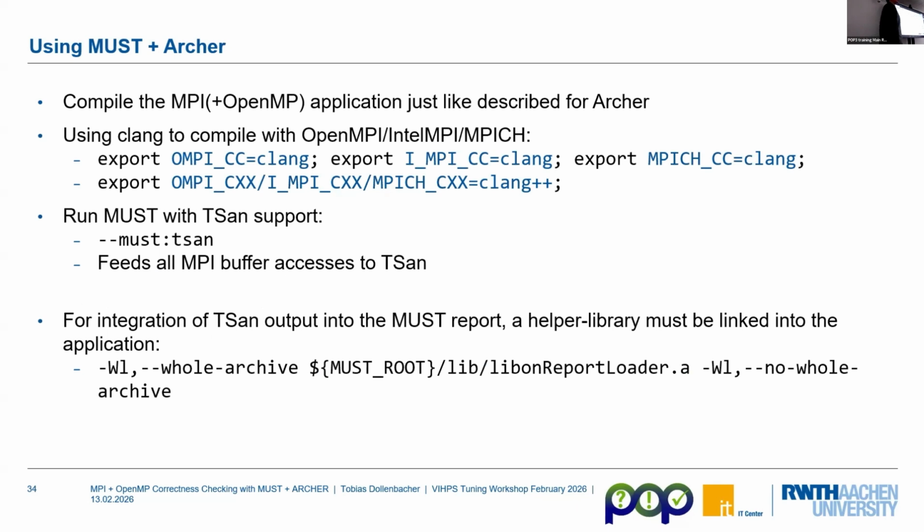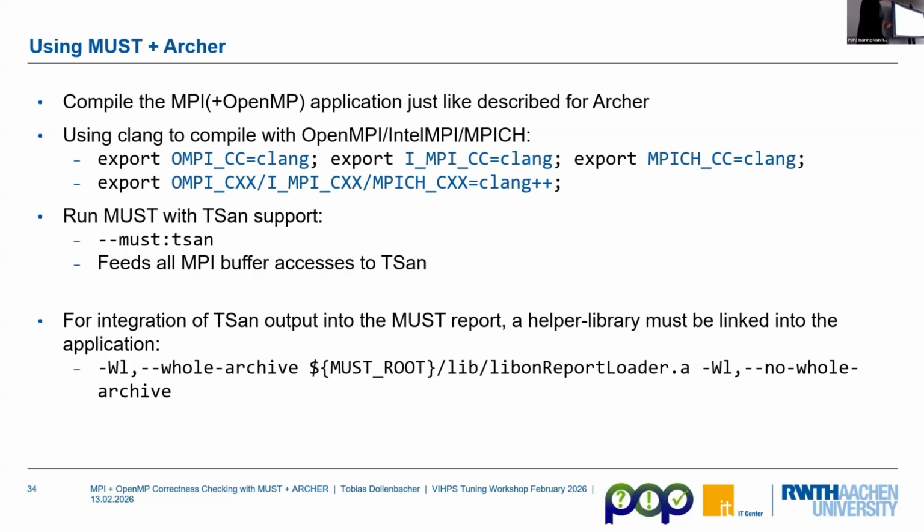All right, finally, I told you about Archer, and now I told you about MUST, or we, better. You can actually combine those both. So you use Archer just as normal. You compile with the thread sanitizer, and you activate this option must tsan. And then you need to put a helper library to actually integrate the output from thread sanitizer into your MUST report. So it actually gets put into the HTML file.